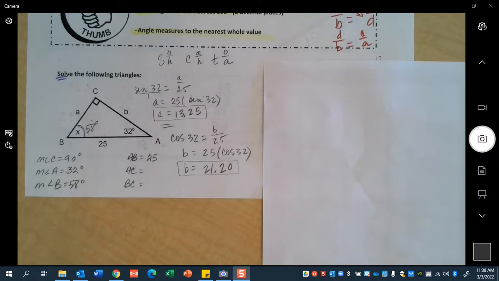The sine of 32 is equal to this. Now, Mr. Logan and I were having an interesting conversation. I want you to think about this. Which way do you solve it? I use proportions, he uses equations.